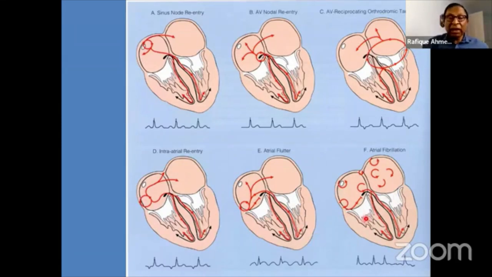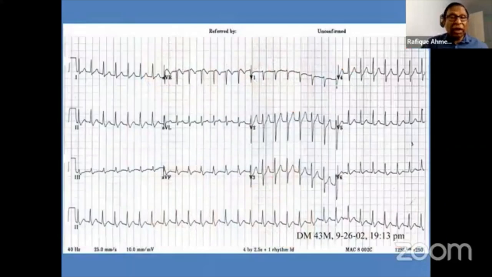So this is one patient with narrow QRS tachycardia. You can see there is a possible P wave immediately after the QRS complex, visible in lead 2, and this is most likely AV nodal reentry. This is one of our patients. It was actually proven AV nodal reentrant tachycardia, converted with IV adenosine.